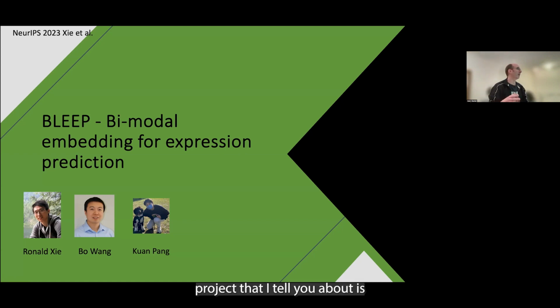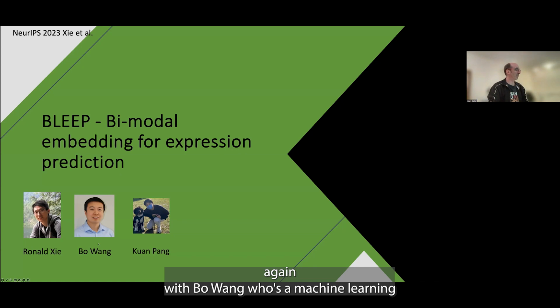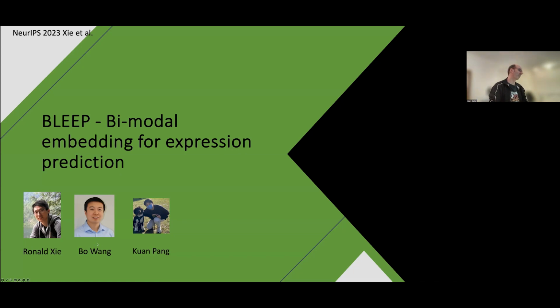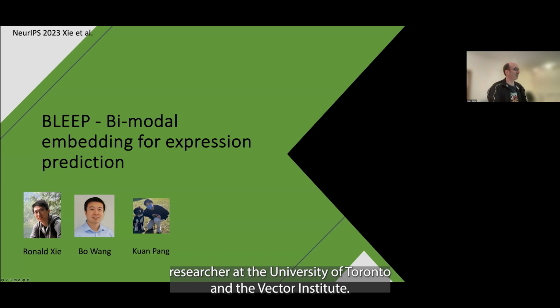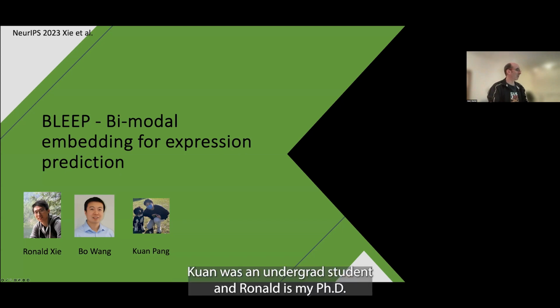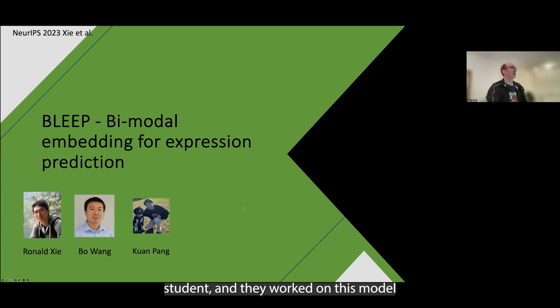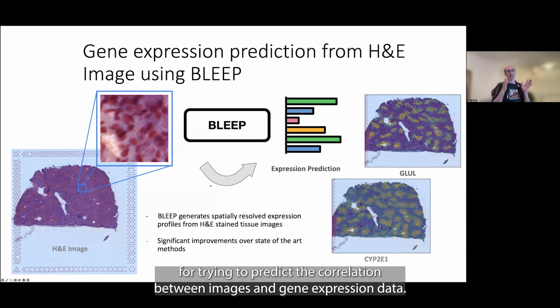The second example project that I'm going to tell you about is again with Bo Wang, who's a machine learning researcher at the University of Toronto and the Vector Institute. Quan was an undergrad student, and Ronald is my PhD student. And they worked on this model for trying to predict the correlation between images and gene expression data.